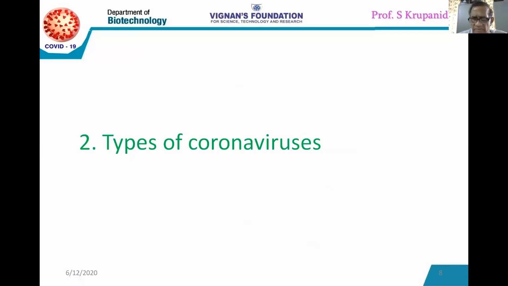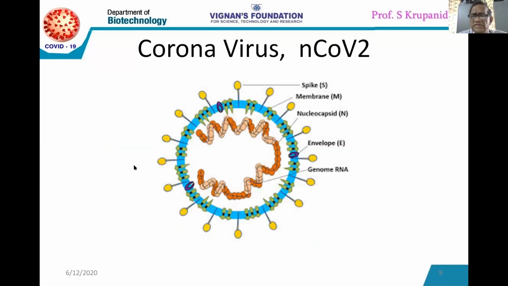The second one is the types of coronaviruses. Now, this is the structure of the coronavirus. Here, corona means these spikes all around. The spike is made up of a protein, the spike protein. Like that, 11 to 16 proteins have been reported in this coronavirus. Now, membrane protein, nucleocapsid protein, envelope protein, and this is a positive sense genomic RNA. It's all that we have been hearing in the news regularly.